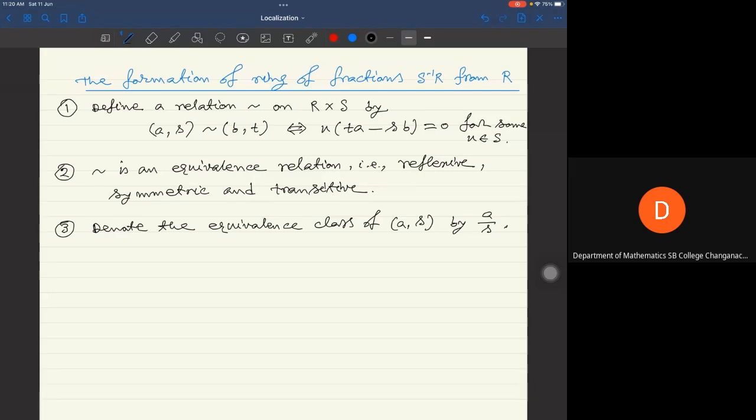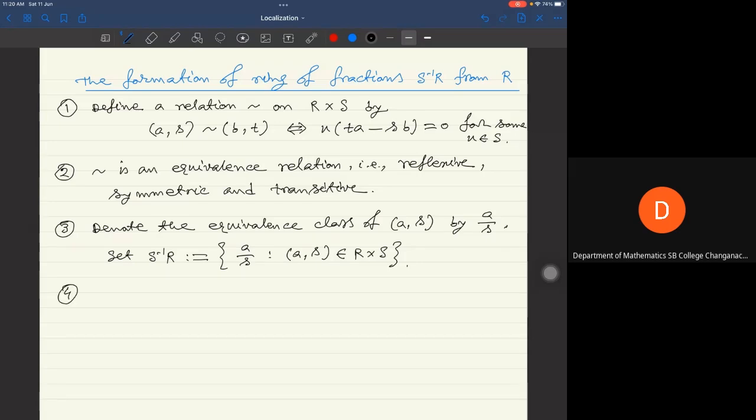Then this set we define in this way. This is just the collection of all equivalence classes. Okay, so this is the equivalence class of this ordered pair, so it is coming from R cross S. Now we want to give a ring structure to this set. Okay, how? In the obvious way.